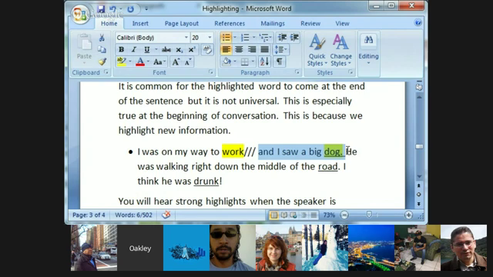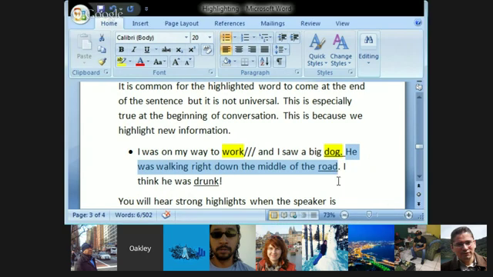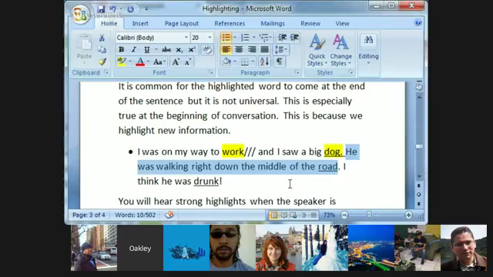Go ahead and read it again. He was walking right down the middle of the road. Where did you go higher? You did a couple times. I'll tell you. He was walking right down. Yeah, I would even say right down the middle of the road. And middle and road. Then road. He was walking right down the middle of the road.